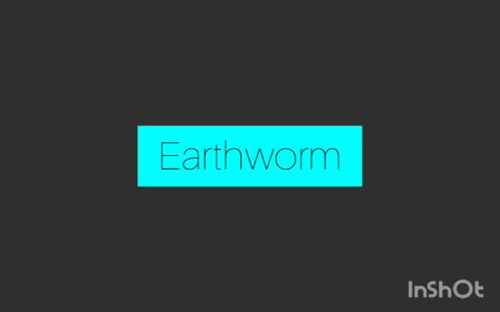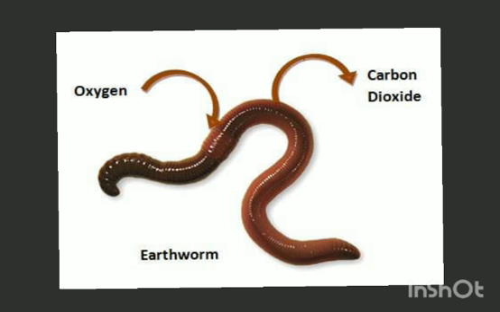Next, earthworm. Earthworms breathe through their skin. The skin of an earthworm feels moist and slimy on touching. Gases can easily pass through it. Though frogs have a pair of lungs like human beings, they can also breathe through their skin, which is moist and slippery.